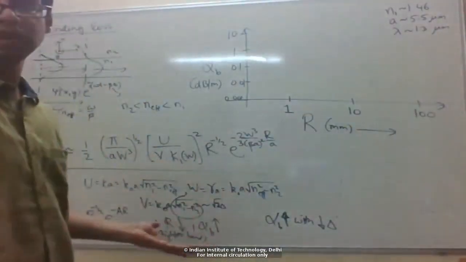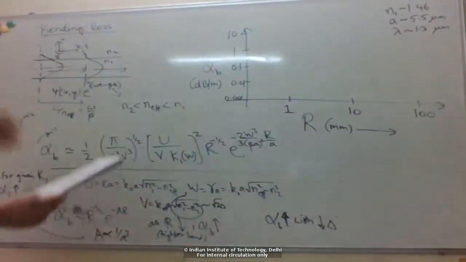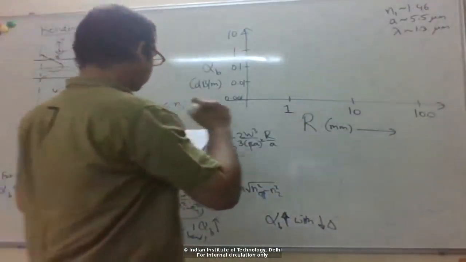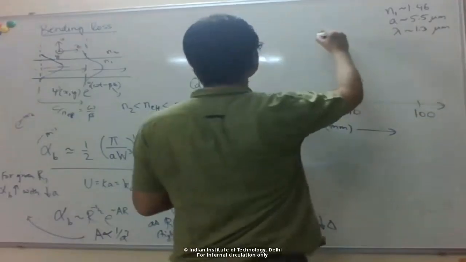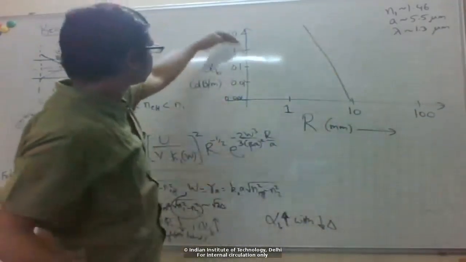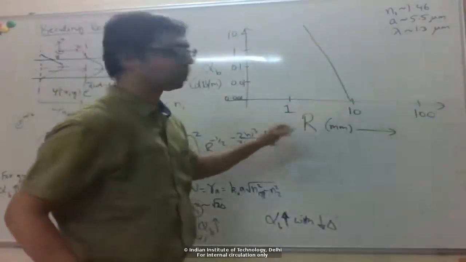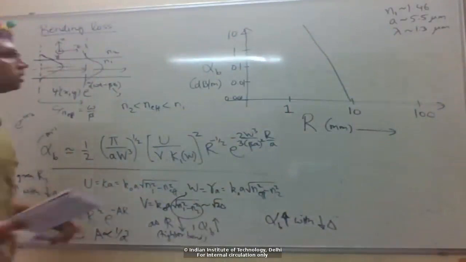Basically, that's intuitively obvious, right? Because as R tends to infinity, it means no bend. So this looks something like this, right? This curve is very steep. It falls over orders of magnitude with small changes in R, right? Again, because the dependence here is exponential.